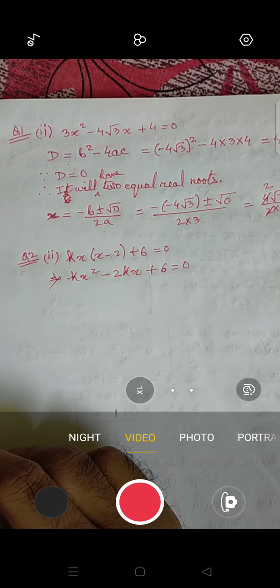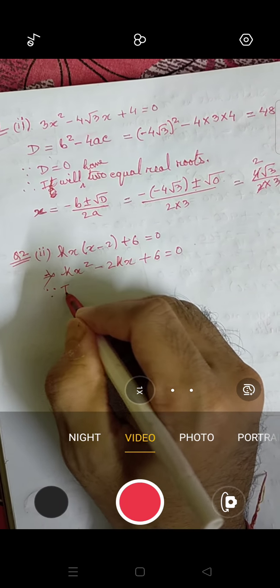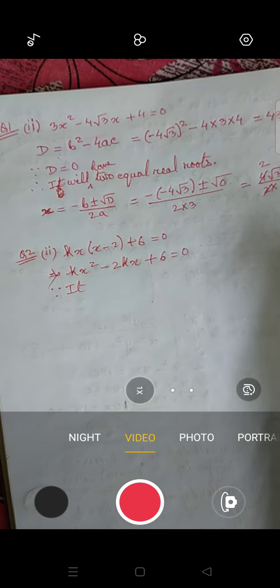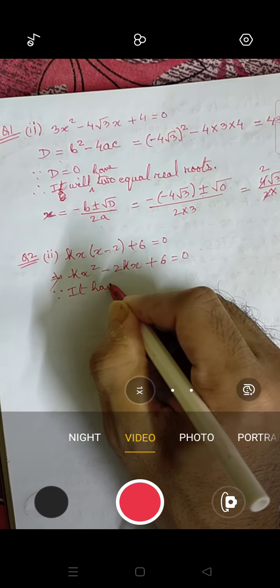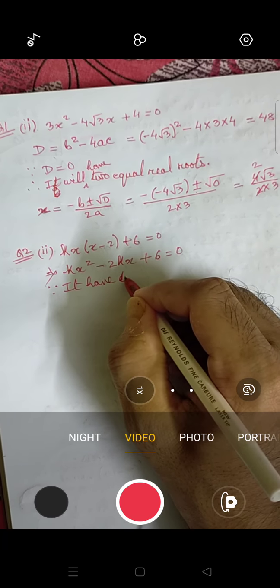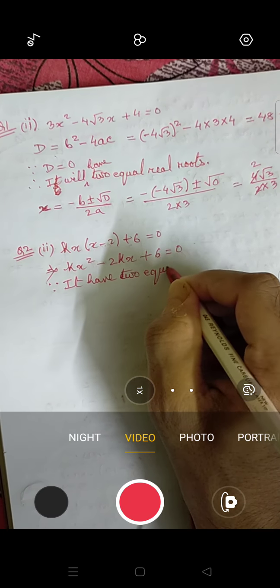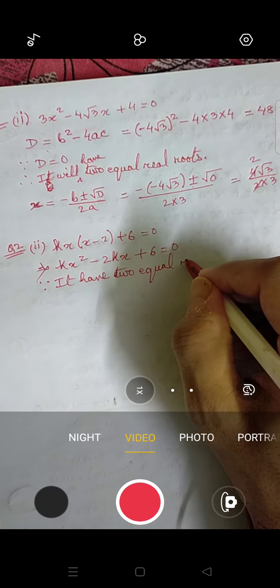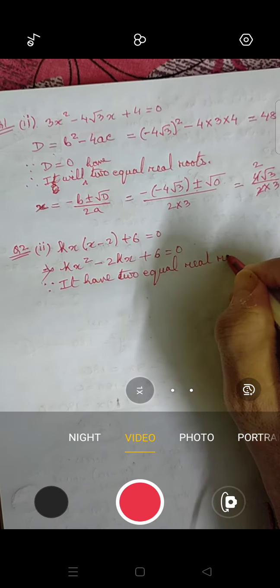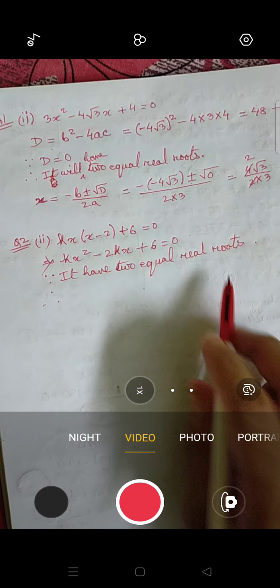Now in the question it was said that it has two equal real roots. So we will say that since it has, no problem. In maths we don't see grammar mistakes. So you can say that it has two equal real roots. Therefore if it has two equal real roots, can I say that d equals to 0?